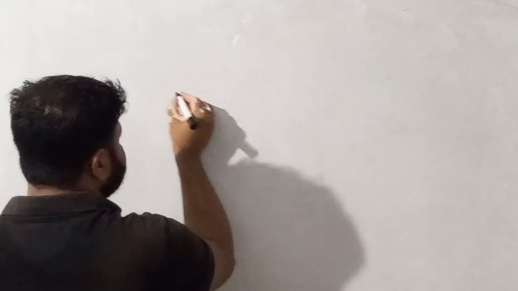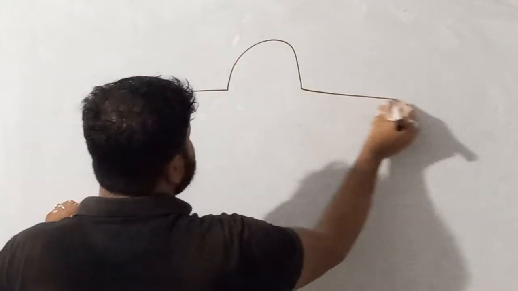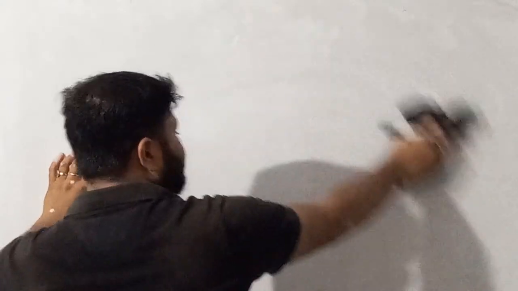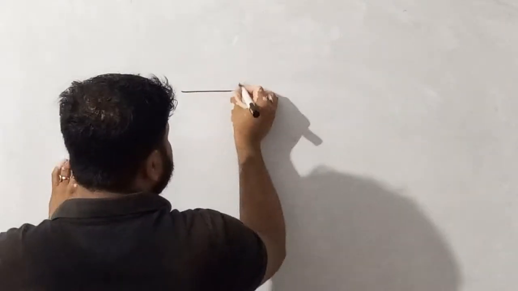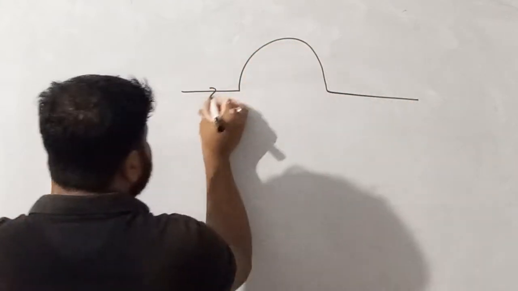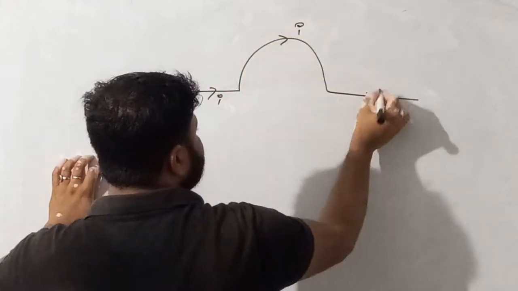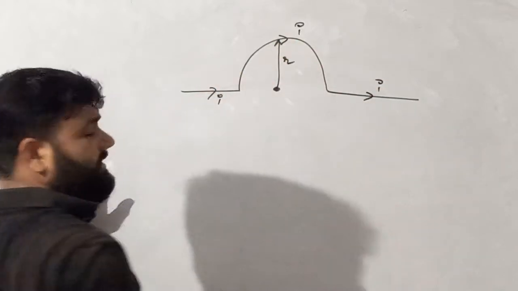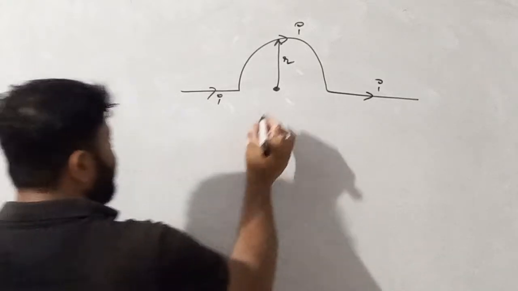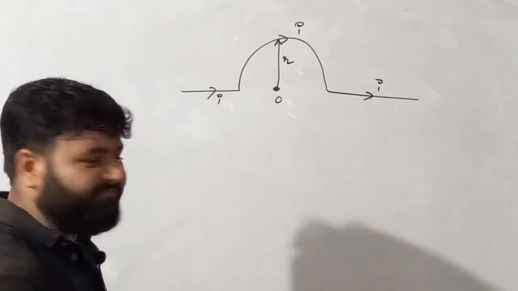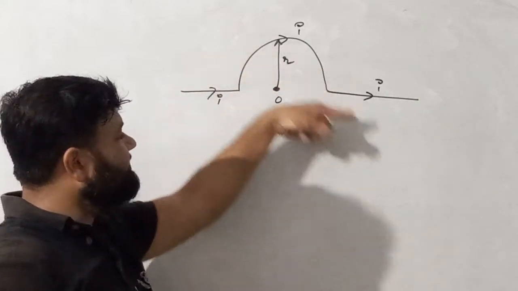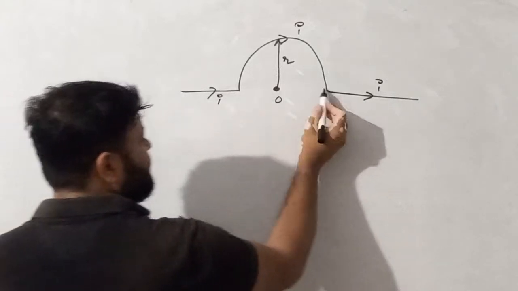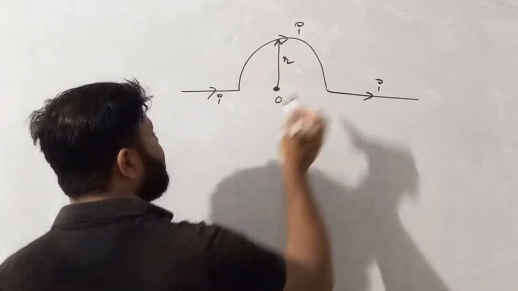Now see, this is the structure which is given. I am making it again. Current I is flowing in this structure, my dear students. They are saying this is a semicircular wire whose radius is small r. They want to find the magnetic field at point O due to this structure in which current I is flowing. So see, this is a wire, this is a wire, and this is a semicircular arc.